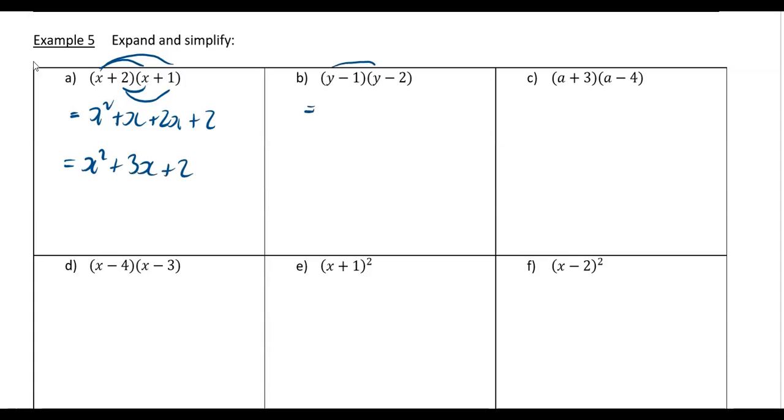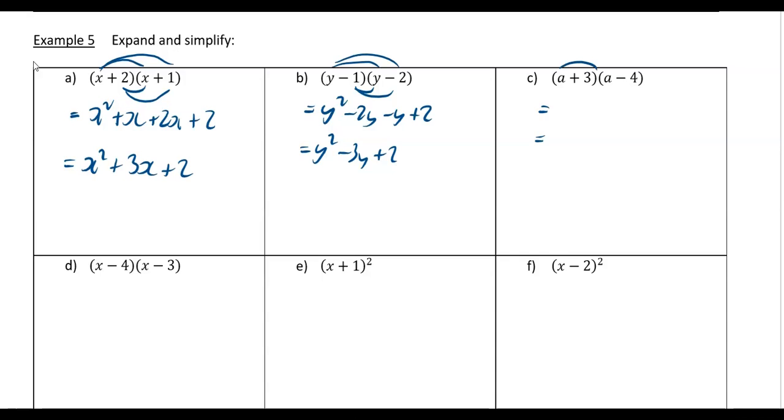Next one, same idea, FOIL method. Y times y is y squared. Y times minus 2 is minus 2y. Minus 1 times y is minus y. Minus 1 times minus 2. Minus times minus, remember, is a plus. So it's going to be a plus 2. And then tidy up, y squared. Then you've got, these are your like terms, minus 2y minus another y is going to be minus 3y. And then you've got your plus 2 on the end.